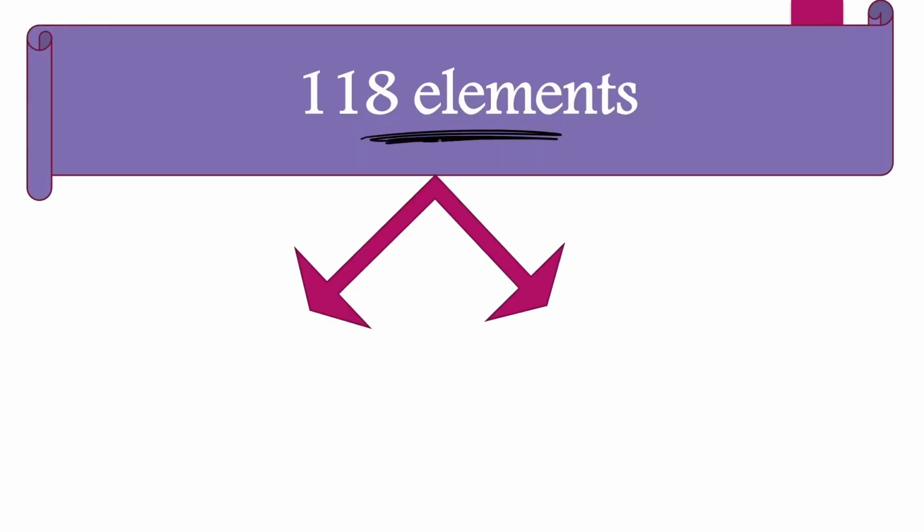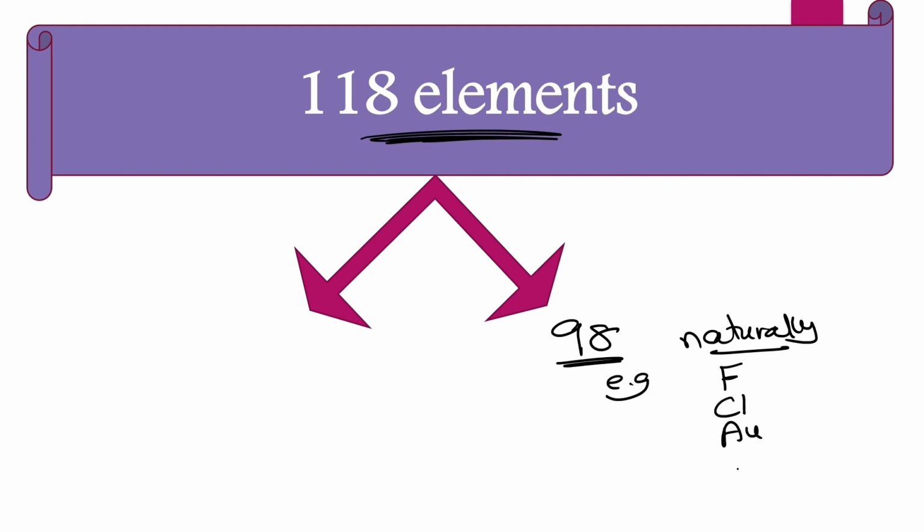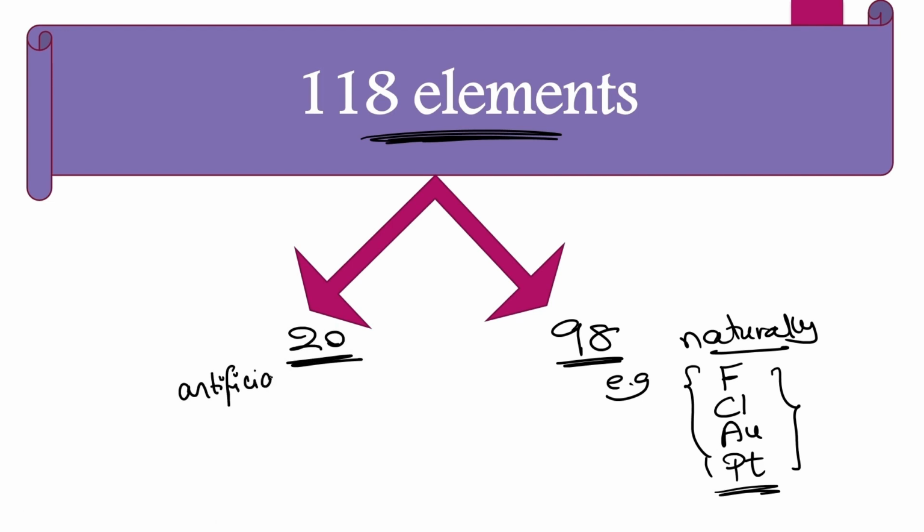118 elements have now been identified. 98 elements occur naturally. For example, we have fluorine, we have chlorine, we have gold, we have platinum. So all these are examples of elements that occur naturally. The other 20 elements are made artificially by scientists. For example, curium is an element made by the scientists.